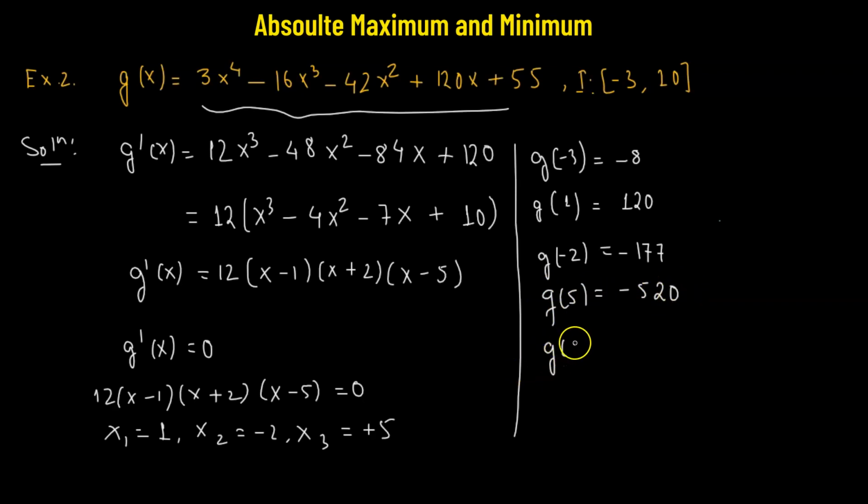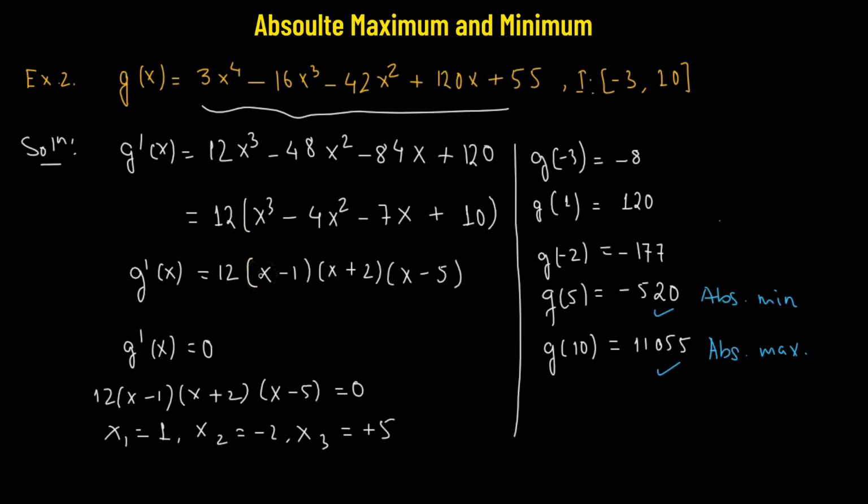And for x equals 10, the value will be 11,055. So from here, we can see that the lowest value possible is -520, and the highest value will be 11,055. So we will say this is our absolute minimum, and at x equals 10, we obtain the absolute maximum.